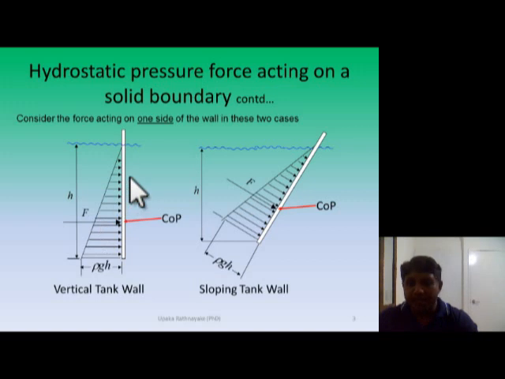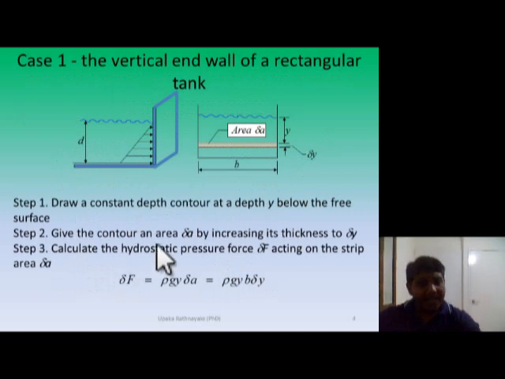In order to find these two, let us consider the simplest case. It's the vertical tank wall. Let us assume the water depth is d to the bottom of the tank and the width of the tank is b. First, we draw a constant depth contour at a depth of y from the free surface. Then we give an area of delta A to the contour by increasing the thickness of the contour to delta y. So what is our delta A? Delta A is equal to b delta y.